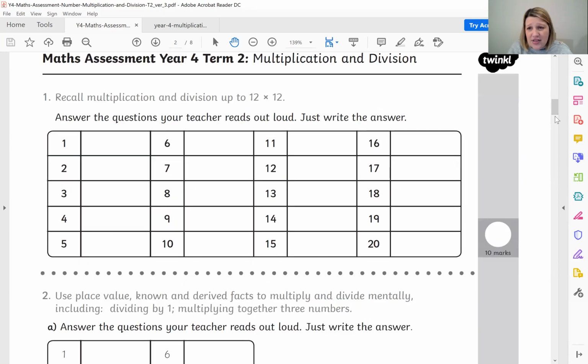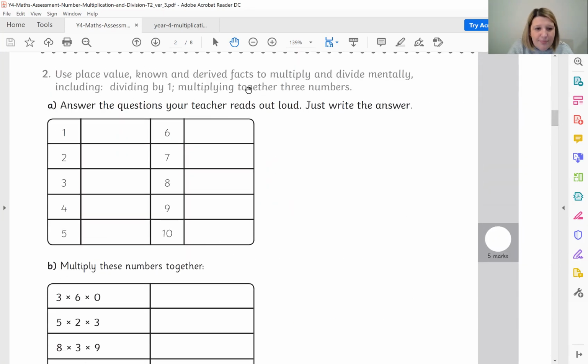I'm going to read some questions. I'm going to do that in a minute. I'm going to read some more questions here and you're going to answer them. Okay, so it's all going to be based on your multiplication knowledge and your division knowledge. So what you can work out from dividing by knowing your multiplications.